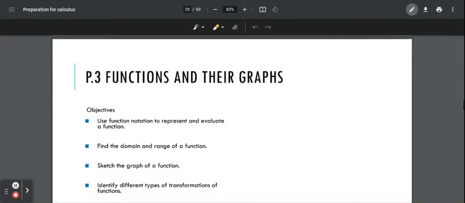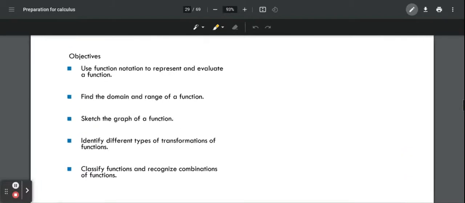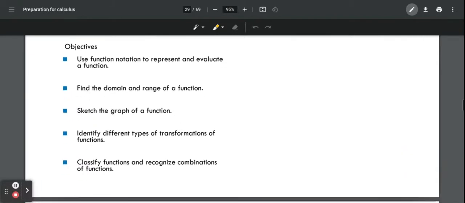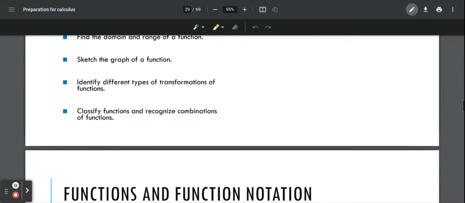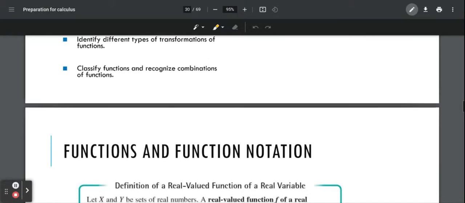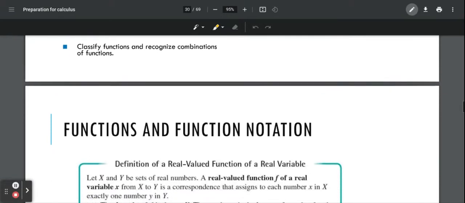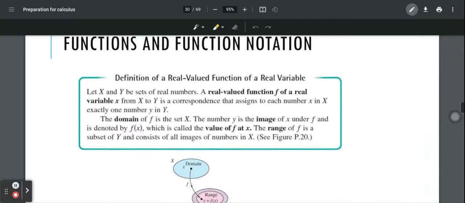Section P3 talks about functions and their graphs. So some things we'll look at today are using function notation to represent and evaluate functions, finding domains and ranges, sketching graphs, identifying different types of transformations, and classifying and recognizing combinations of functions. So just a few reminders about function and function notation.